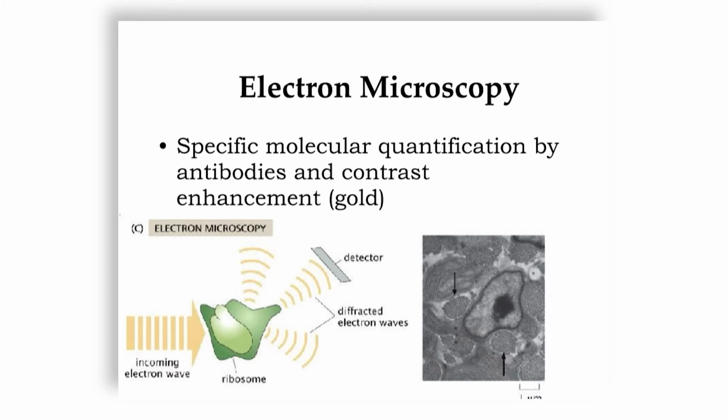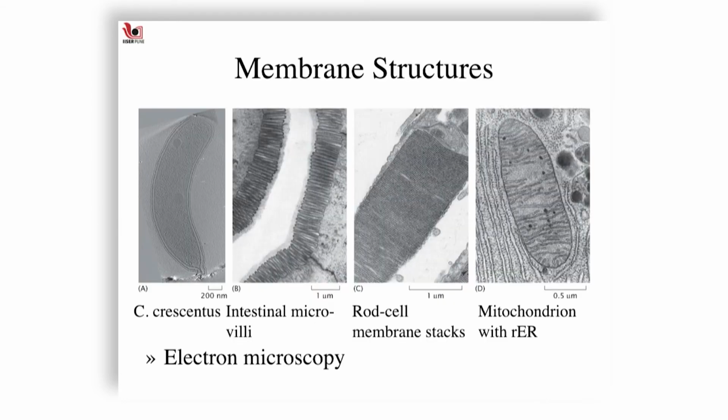At any rate, electron microscopy has been a very widely used method to study membranes, but the method of impinging electron waves and detecting the diffracted material inherently tends to be static. Having said that, beautiful membrane structures have been seen, as is observed here with Caulobacter crescentus, the bacterium, intestinal microvilli, rod cell membrane stacks in neurons, and mitochondrial membranes with rough endoplasmic reticulum.